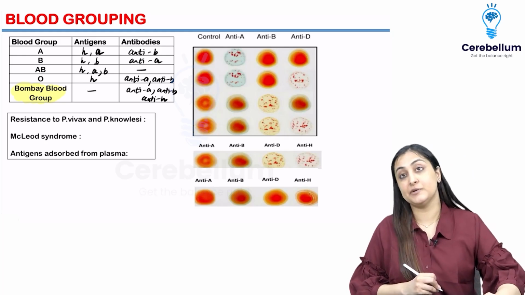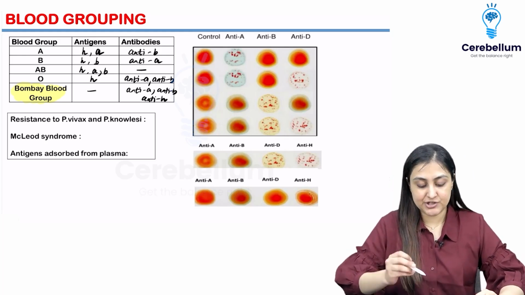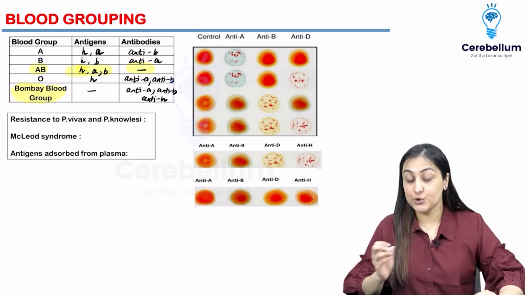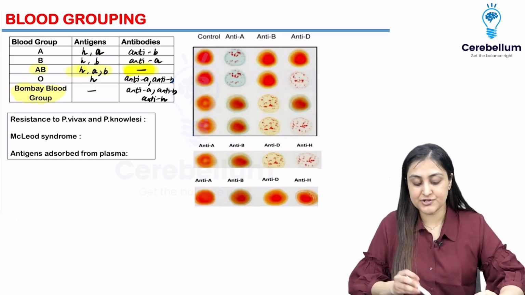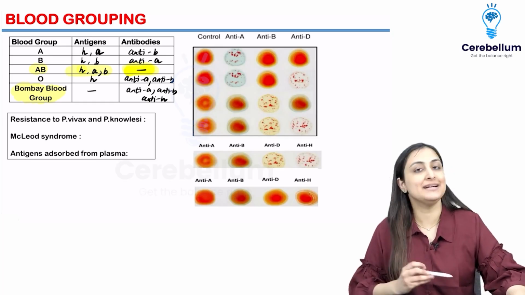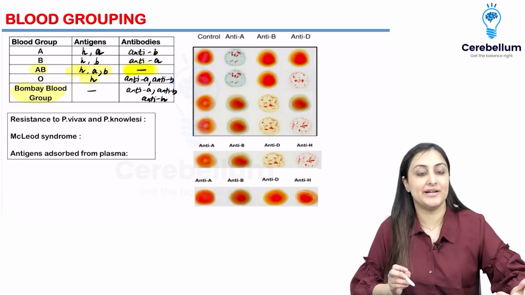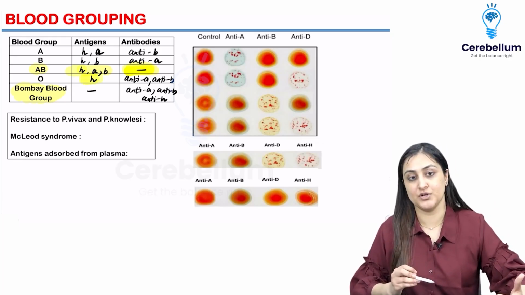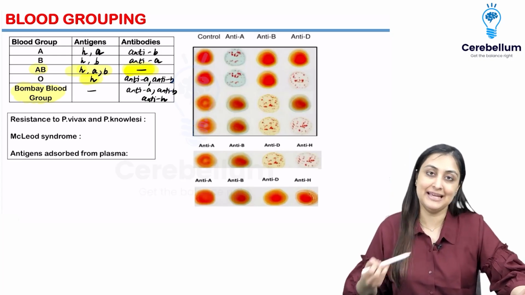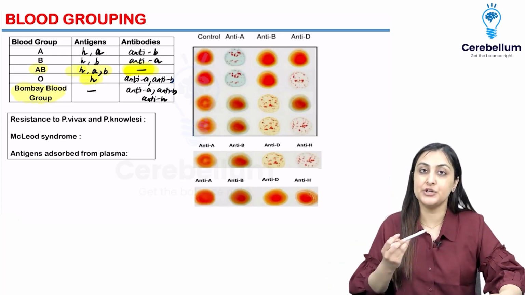So what is the interpretation of this? The interpretation is that AB, which has no antibodies, would be the universal recipient. It has no antibodies, it can take blood from whoever he wants. The other thing is O has no antigen, so it can give to anybody it wants. So O can give to A, B, AB or O, it is the universal donor.